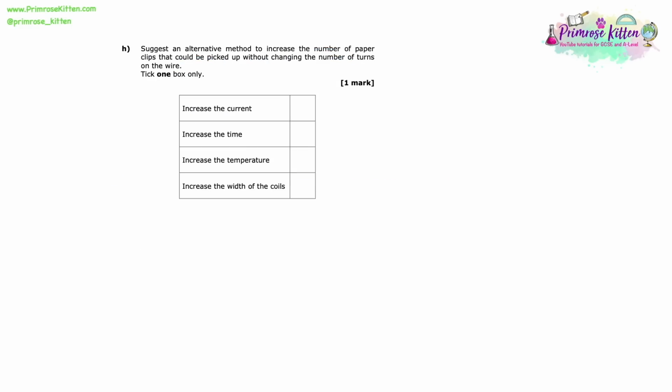Next up, we need to suggest an alternative method to increase the number of paper clips that could be picked up without changing the number of turns on the wire. So the thing that we need to do here is increase the current. Those are the factors that will end up affecting it. How strong is that current? And how many turns are there on this coil? So that would be what we need to do to increase the number of paper clips that we can pick up.